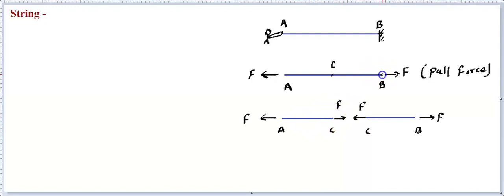At any point on the string, the force will be acting along the string and away from the string. So along, that means it's not going to act in any other direction like this. No, it will be along this string. And there will be two directions, away as well as towards the string. So it's always away. So force on a string at any point acts along the string and away from the string.